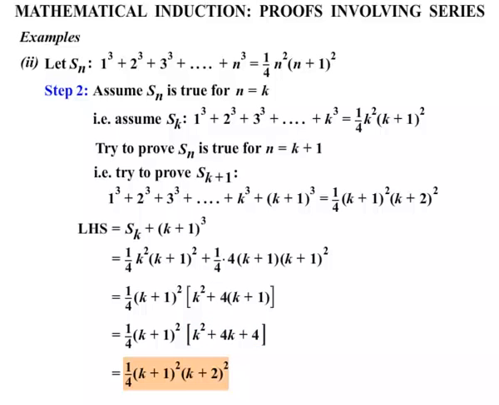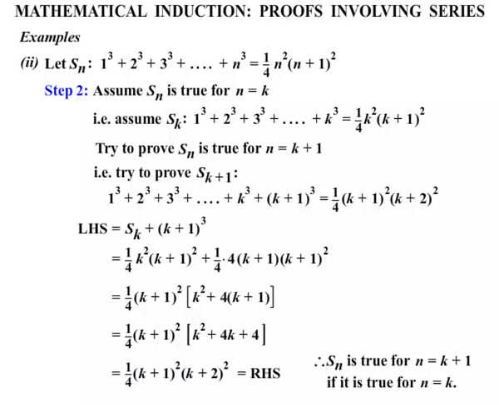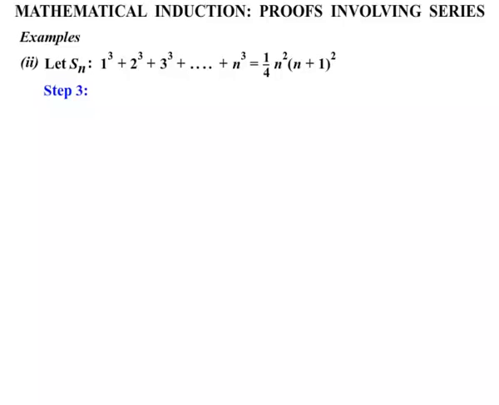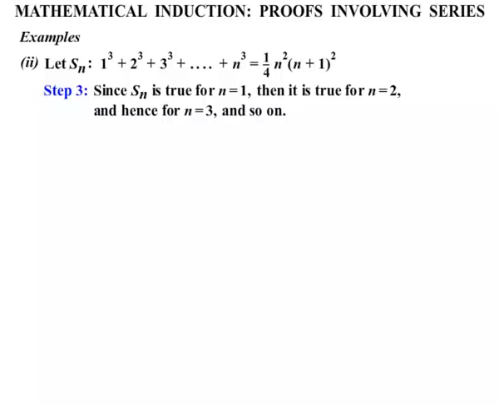So what we've got now is in fact what we were trying to prove. So we can say that that equals the right-hand side. As a result, therefore, Sn is true for n equals k plus 1 if it is true for n equals k. Right, now step 3. Since Sn is true for n equals 1, then it is true for n equals 2, and hence for n equals 3, and so on. Hence, Sn is true for all positive integers n.